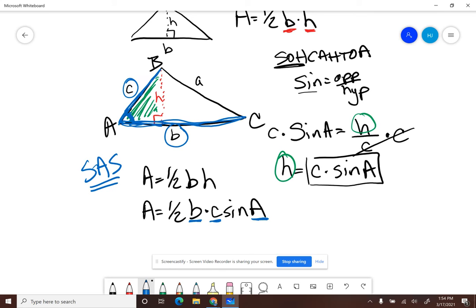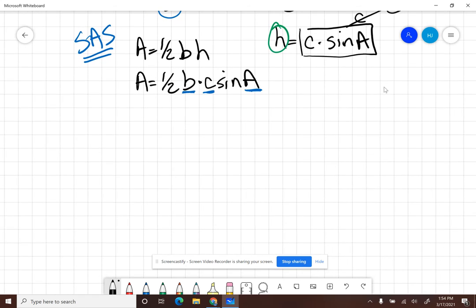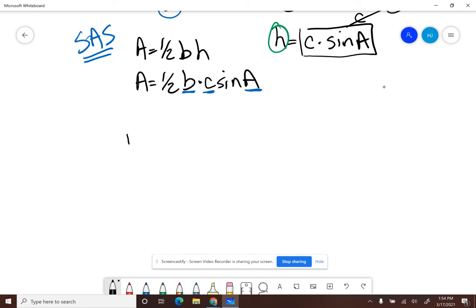As long as I have side, angle, side, in other words, I have an angle that is between two sides, as long as I have that situation, then I can actually use trigonometry to help me find the area of a triangle. So let's look at a couple of examples. It won't take but just a couple of these for you to get the hang of this. But let's just look at a couple of examples here.